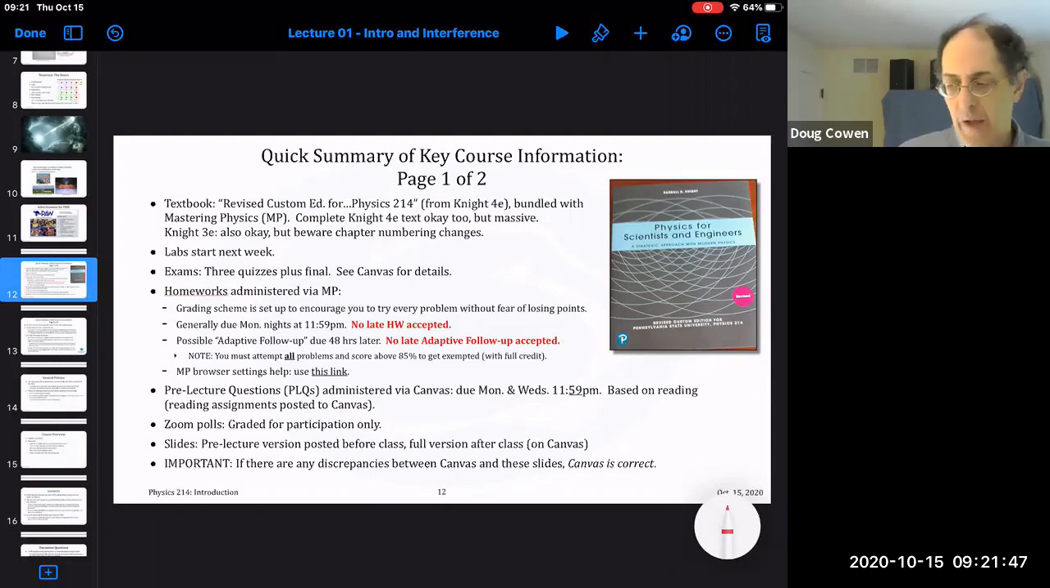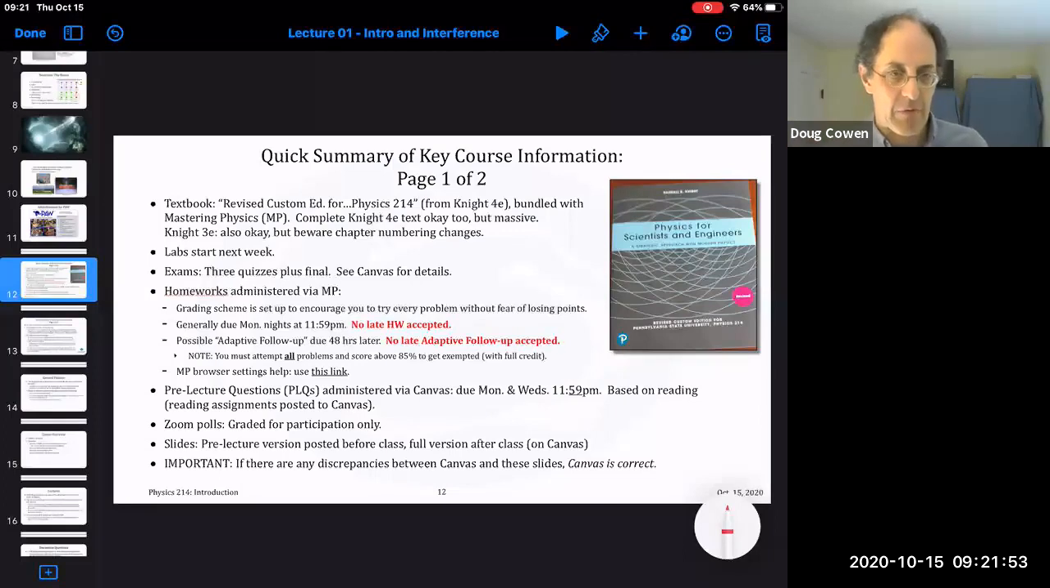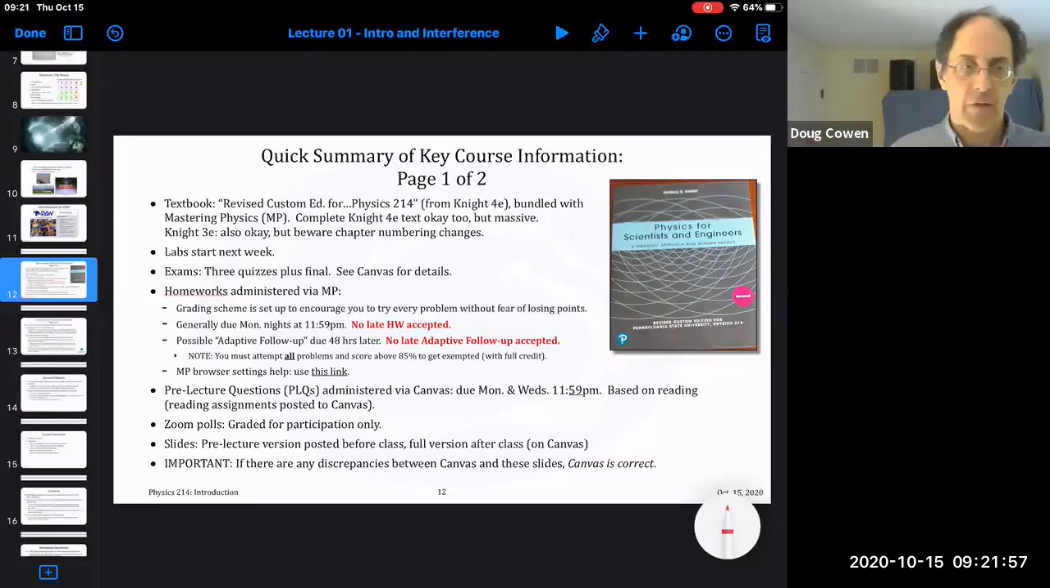You may also have access to the complete 4th edition, which has, you know, all whatever 45 or whatever chapters. That's kind of a behemoth of a book. That's fine to use that as well. If you want to save some money and use the 3rd edition, that's also fine with me, but just be aware that there have been some changes in the chapter numbering, and some of the sequencing moves around.